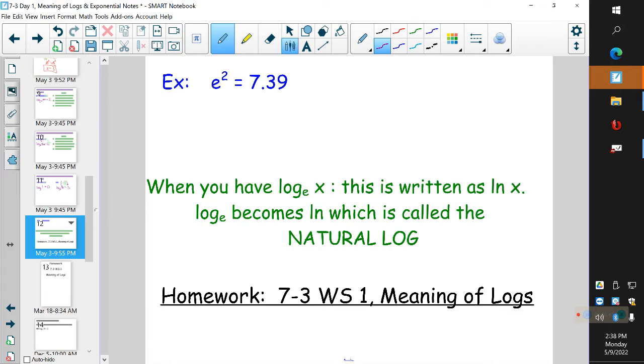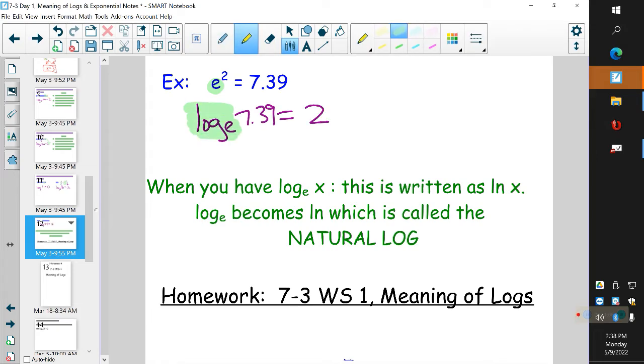Okay, E. E is going to be my logarithm, log base E, leave a space, drop the exponent, and this is 7.39. Now, this right here is shorthanded down to ln of 7.39 is equal to 2. Every time you see the letters ln, that's what we call the natural log. The natural log. ln is log base E. They are the same thing.